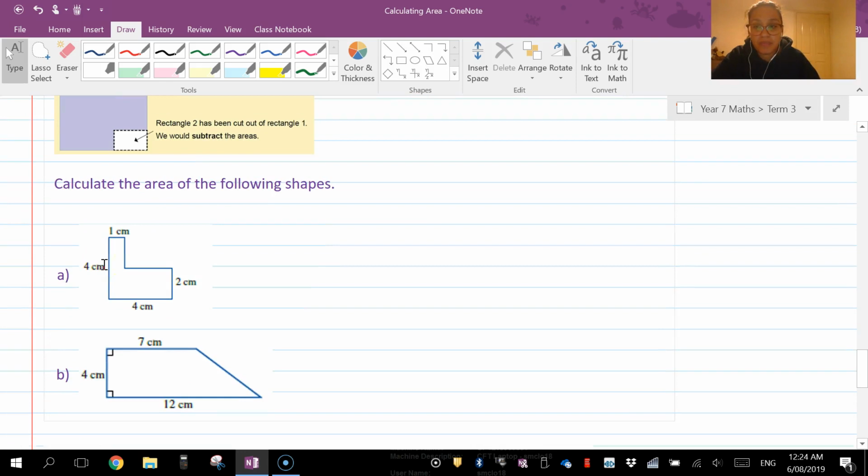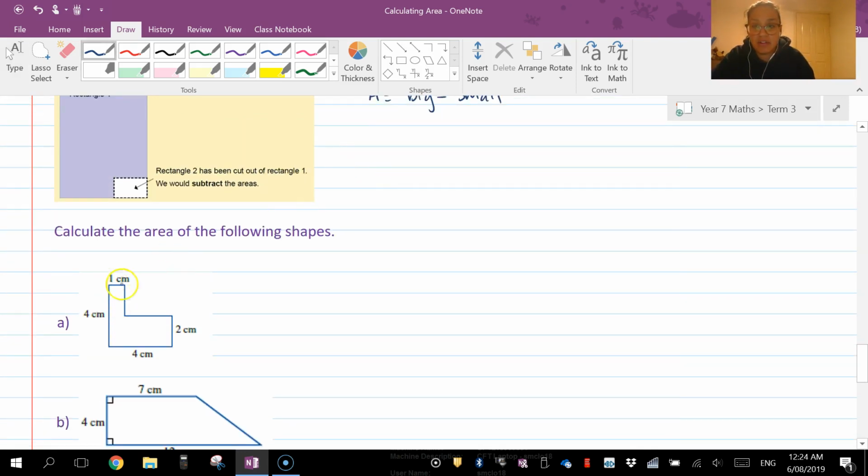So here's my shape here. Calculate the area of the following shapes. I've got this shape here. I am going to split my shape this way. So that's one, and I'm going to label things right now. These sides are the same, because this side is the same as this one. And over here, if this is 1 centimeter and the whole length is 4, the difference is going to be 3 centimeters. So this is going to be 3 as well, and that stays as 2.